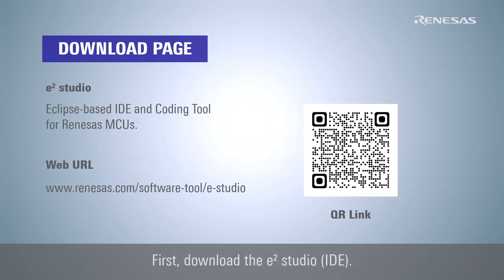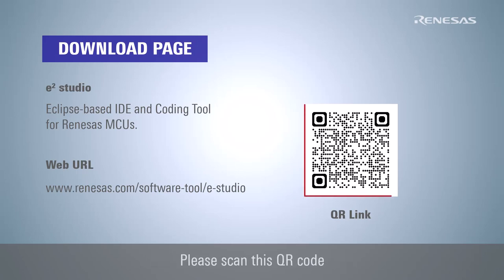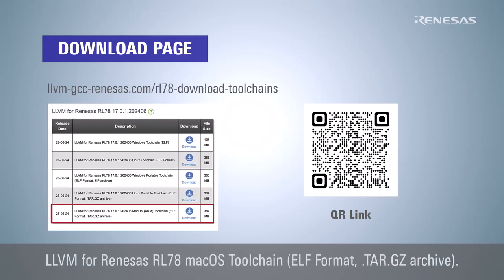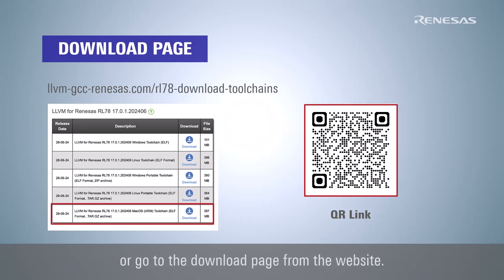First, download the eSquare Studio. Please scan this QR code, or go to the download page from the Renesas website. Next, download the LLVM for Renesas RL78 macOS Toolchain. Please scan this QR code, or go to the download page from the website.